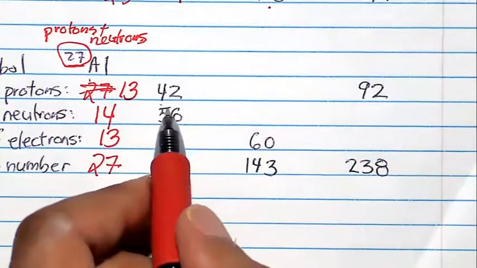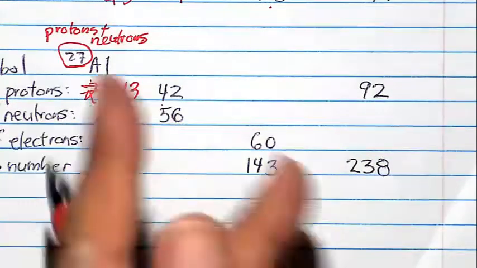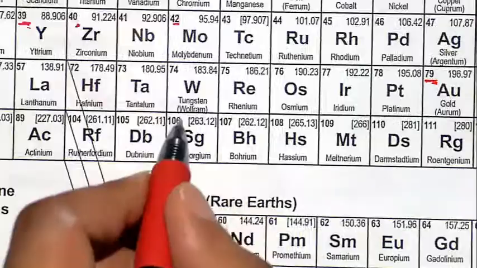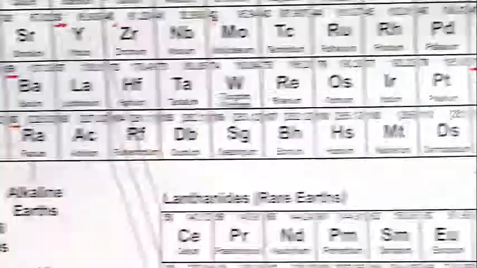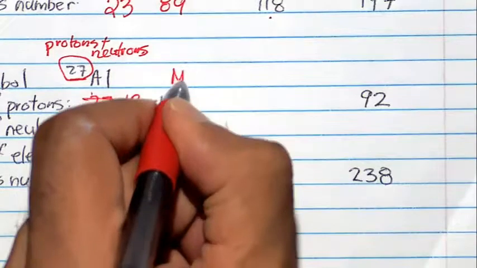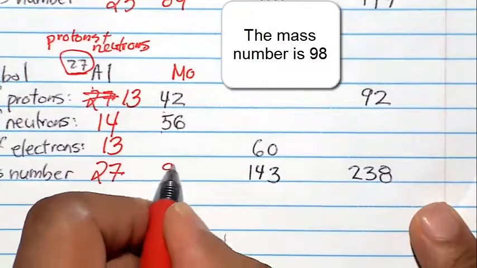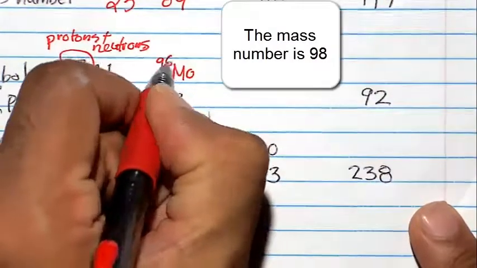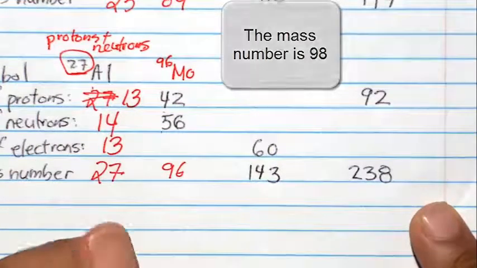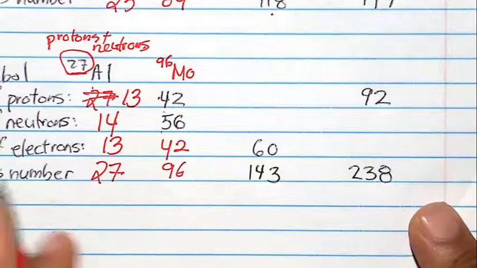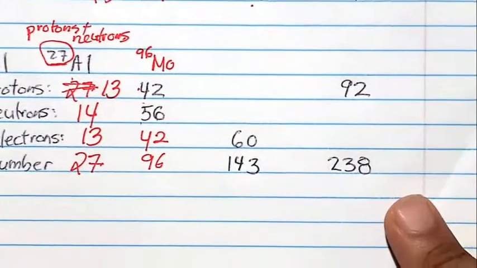Right, a substance with 42 protons. If we look that up in our periodic table, you'll find that it is molybdenum. Protons plus neutrons is the mass number, so that's 96. And because these are all neutral species, this will have 42 electrons. Protons and electrons are the same in a neutral species.